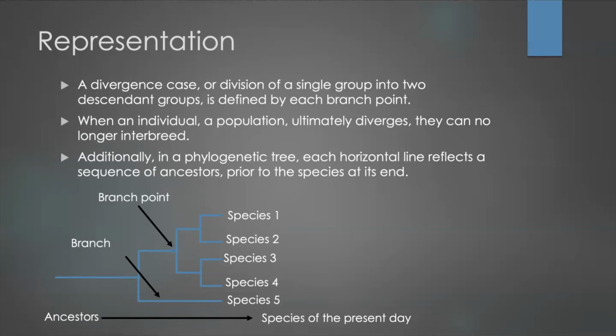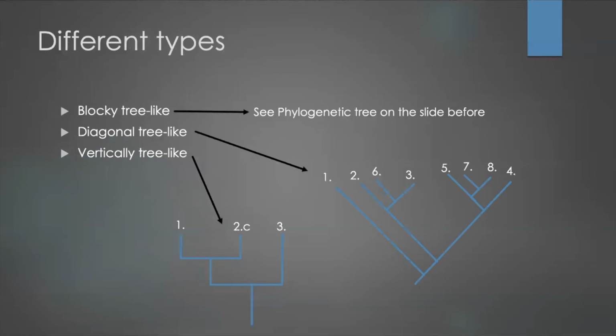Additionally, in a phylogenetic tree, each horizontal line reflects a sequence of ancestors prior to the species at its end. So, what are the different types of phylogenetic trees? There are different types of phylogenetic trees, including blocky tree-like, diagonal tree-like, or vertically tree-like structures. Important to consider is the fact that in such different-looking trees, the same data shows that it is the branching pattern that is noteworthy in a traditional tree and not the length of the branches.